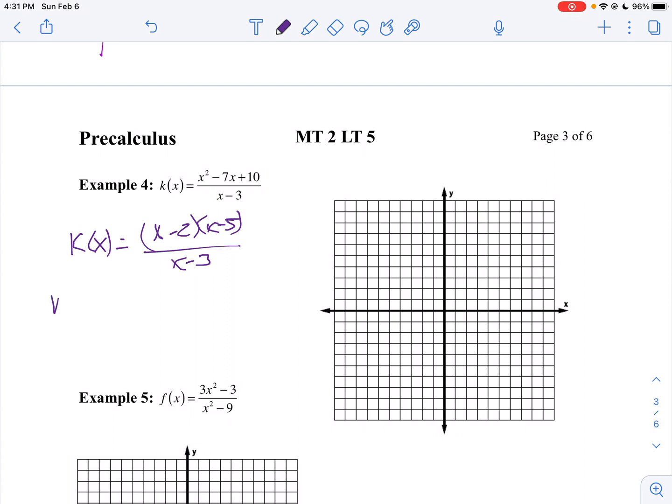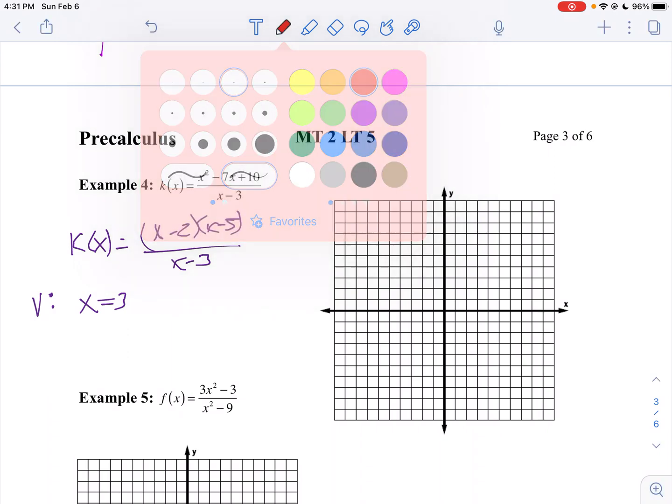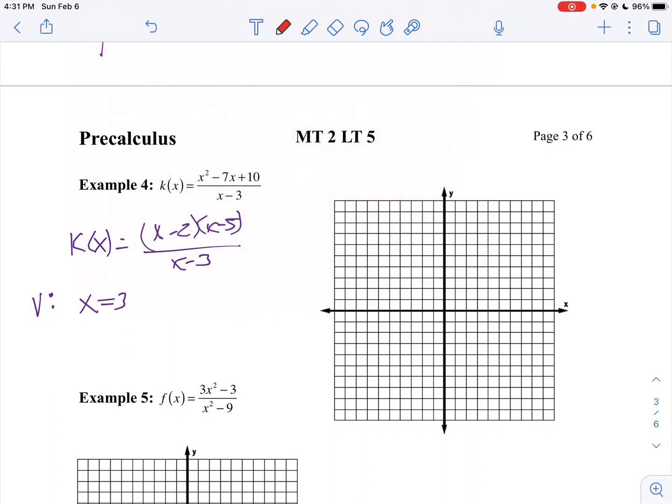So my vertical asymptote is when my denominator is 0, so when x equals 3. Get rid of that equal sign there, it should be a colon. So I've got a vertical asymptote at x equals 3. I'm going to go over here at 3 and draw a vertical asymptote going through my points, my line.